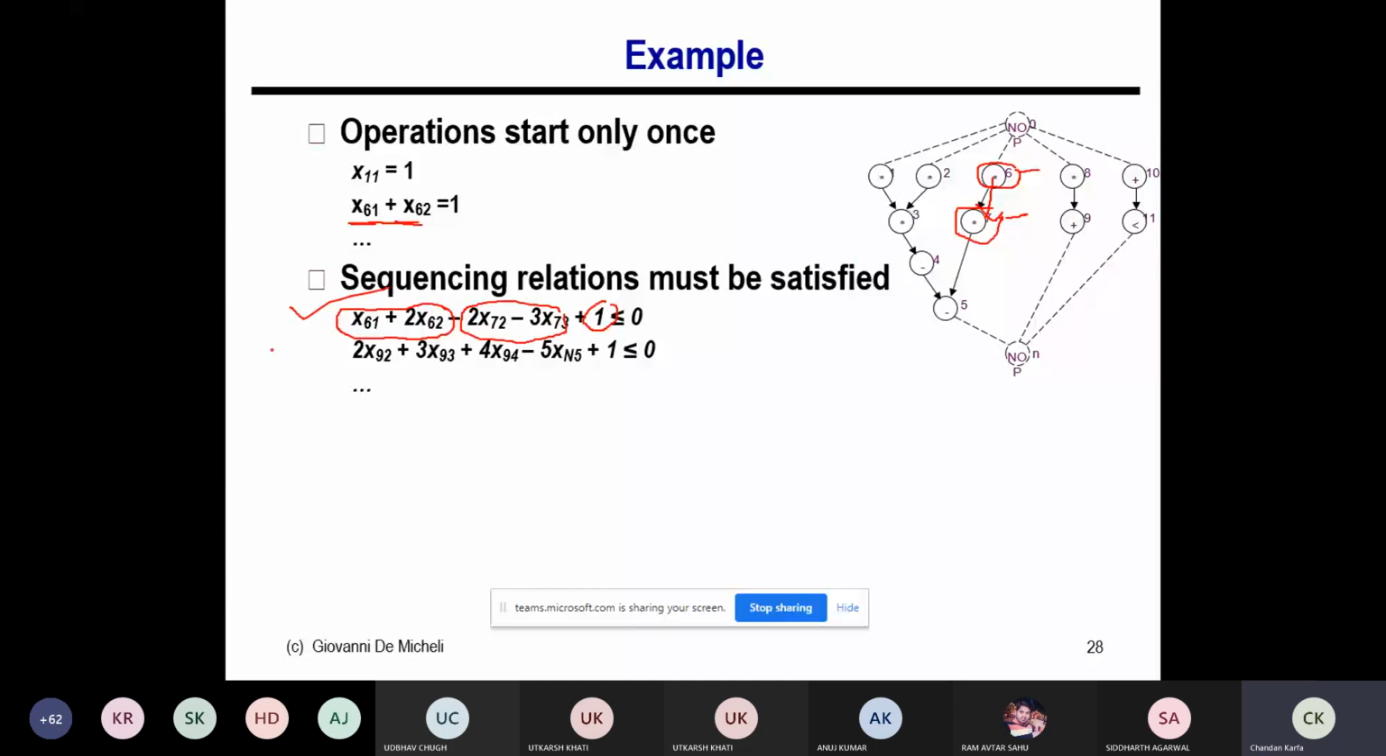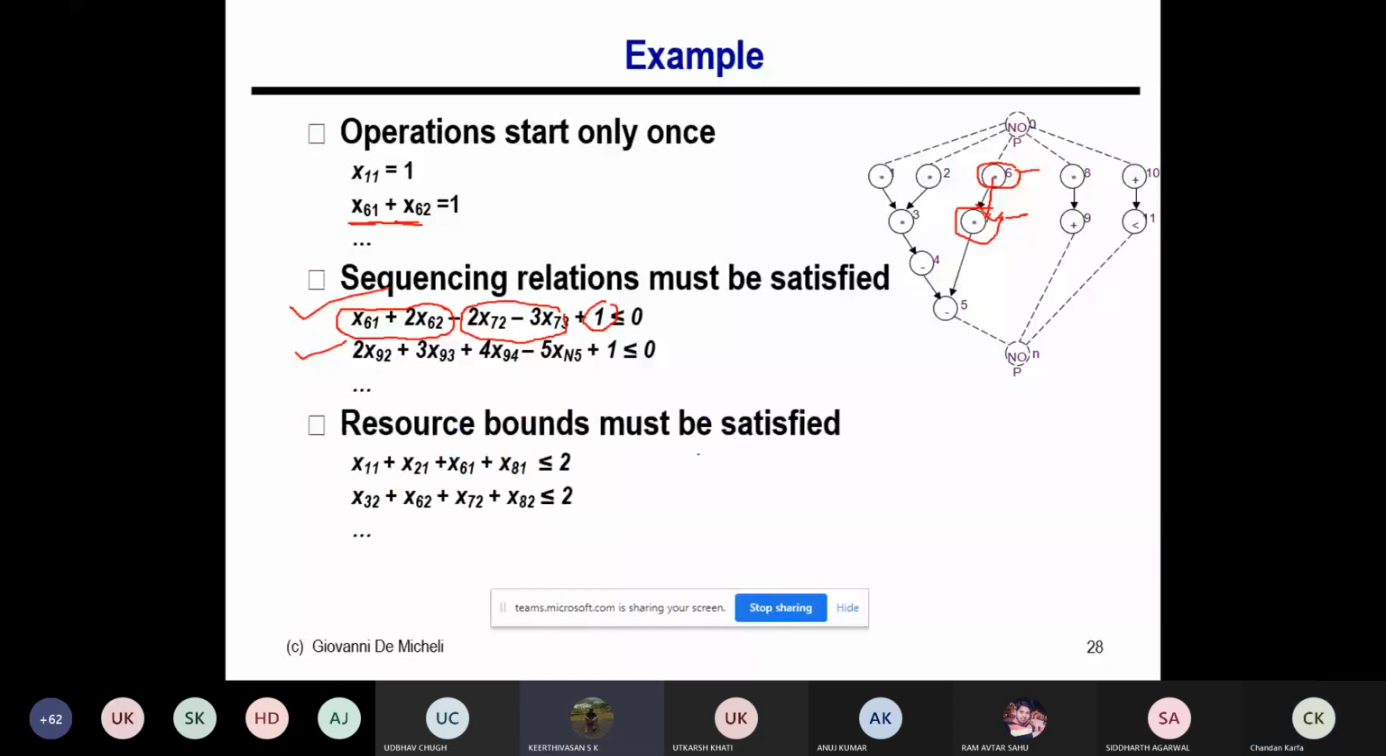Similarly, for each edge, I'm going to add the constraint. I'm going to add the constraint for the resource. Sir, could you repeat it once again?